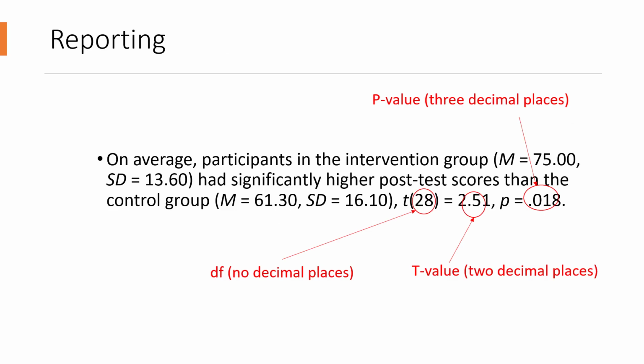This is how you report the results of t-test in APA standard. On average, participants in the intervention group had significantly higher post-test scores than the control group. Make sure to include the means and standard deviations for both groups. It is also important to include the t-value, degrees of freedom, and the p-value. If the p-value is less than 0.05, it means that the differences between the two sample means are statistically significant. In other words, there is a significant effect of intervention on people's computer skills.